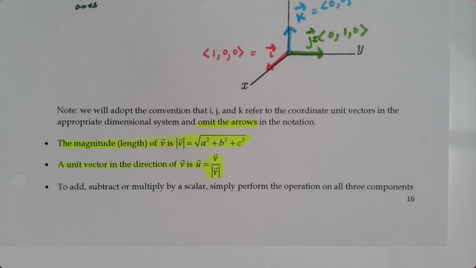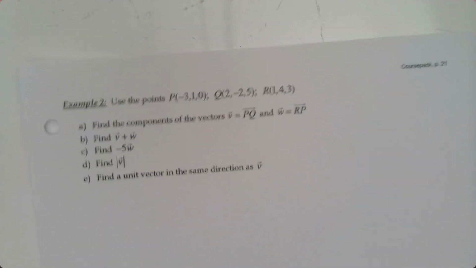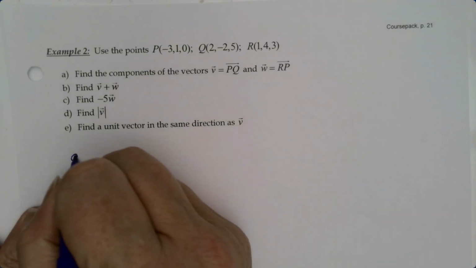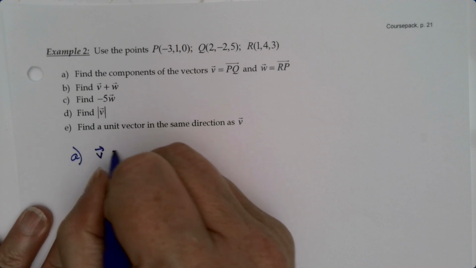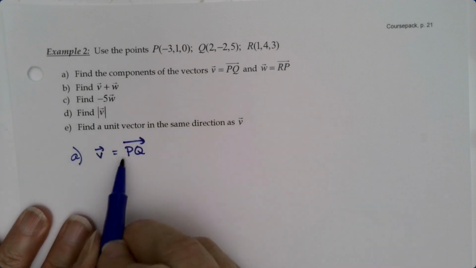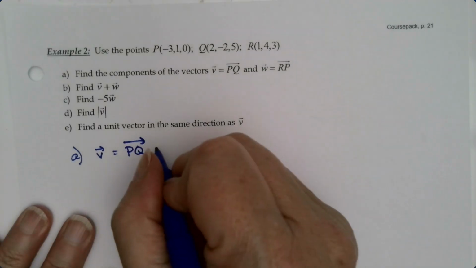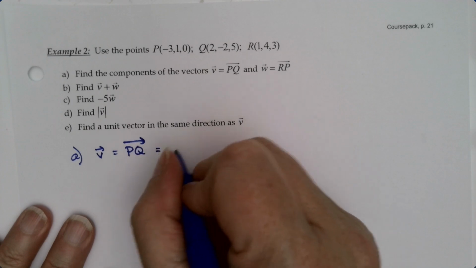All right, so let's practice that in an example. We have points P, which is -3, 1, 0, and Q, which is 2, -2, 5, and R, which is 1, 4, 3. So we're going to find the components of the vectors V and W. V is PQ and W is RP. So let's start there. For part A, I want to find vector V, which is from P to Q. So P must be the initial and Q must be the terminal, the way this is drawn. That means I want to find terminal minus initial.